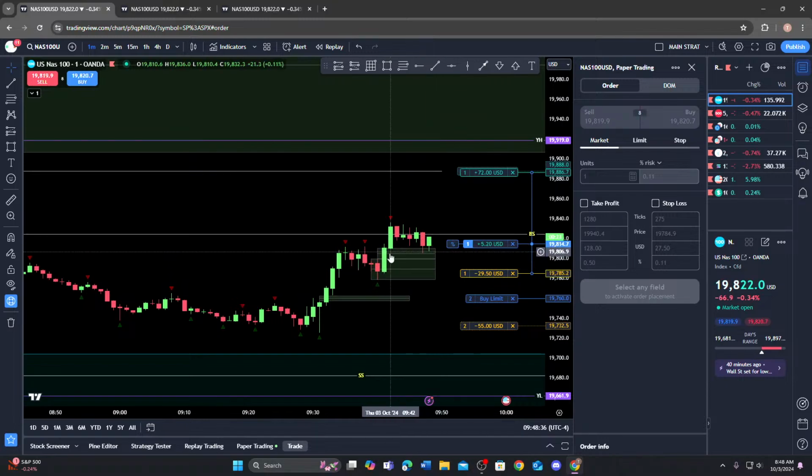I could see it push up into here, but I'm not really planning on it. I'm just disincentivizing myself from taking trades and executing when I see order blocks or fair value gaps.